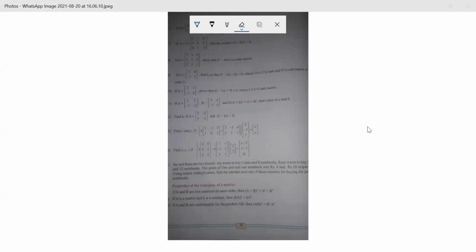The seventh sum is A plus I is [1 2 0; 5 4 2; 0 7 -3]. And we have to find the product of A plus I and A minus I. Let us first write it down like this. See what is A here? A plus I is given.